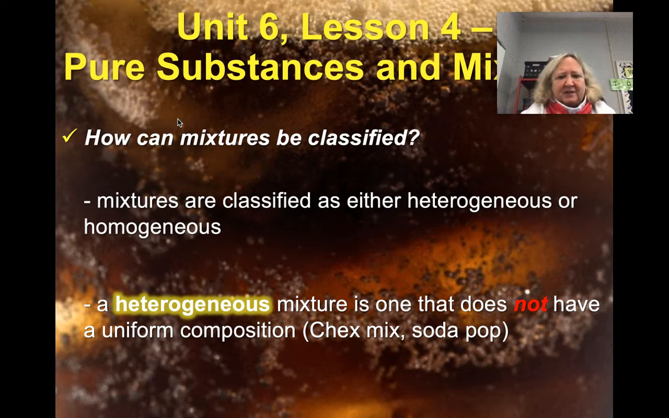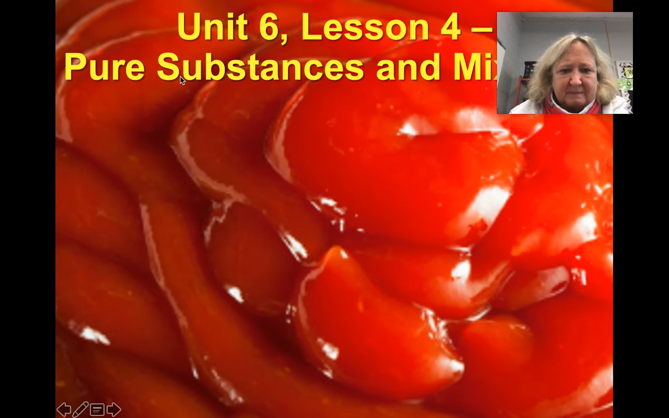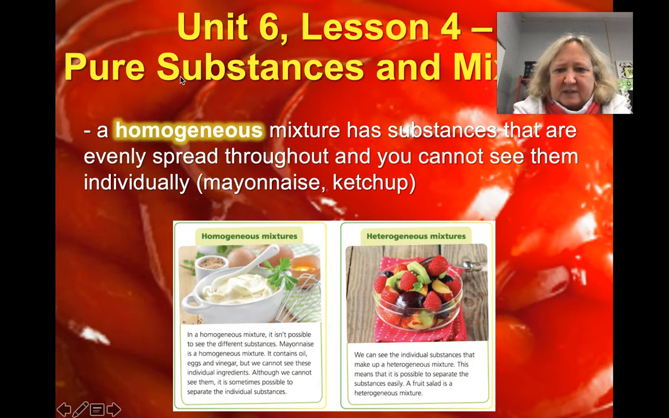Mixtures can come into two categories. One is called heterogeneous, and the other is called homogeneous. A heterogeneous mixture is one that does not have uniform composition, so it's not the same throughout. Like Chex Mix that you would eat, fruit salad, a taco, anything where it's different depending on where you are. A homogeneous mixture has substances that are evenly spread throughout and you cannot see them.